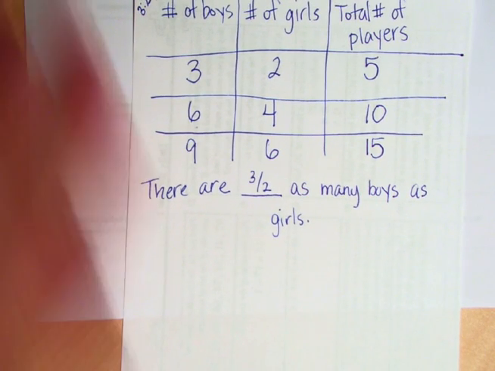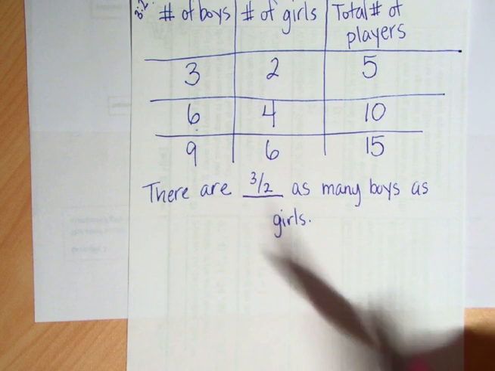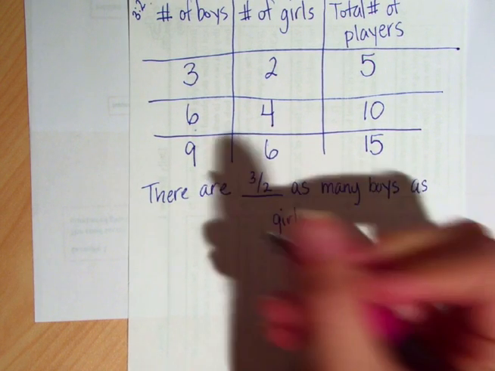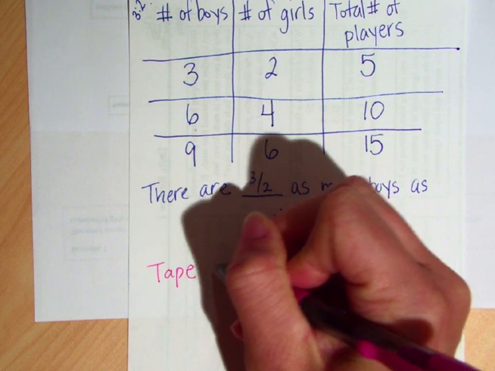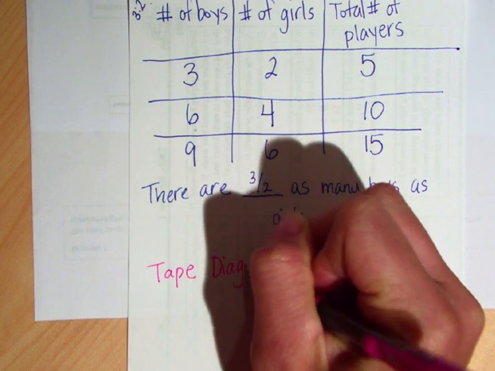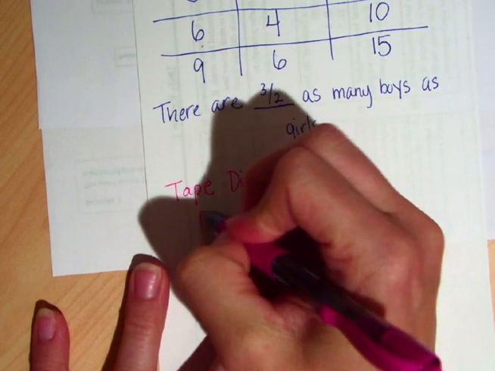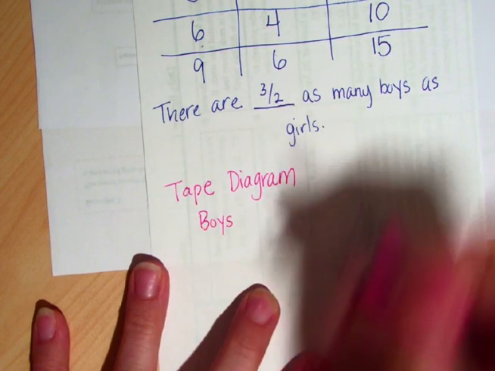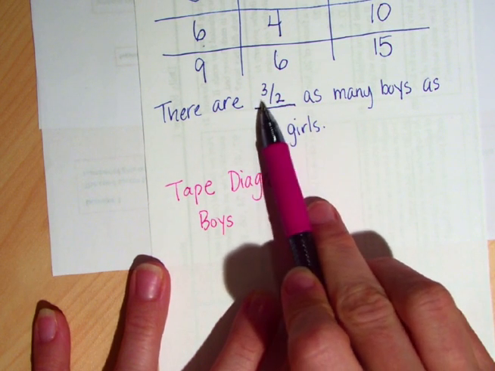Okay, for this we have 3 to 2. So for every 3 boys, there is 1 girl, or 2 girls, I'm sorry. So let's make a tape diagram, and I'm going to label it so I can remember what it is. This is a tape diagram. Okay, we have boys. And how many boys are there? Well, our ratio says 3 to 2. So we have 3 boys.